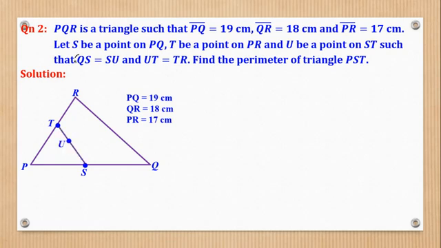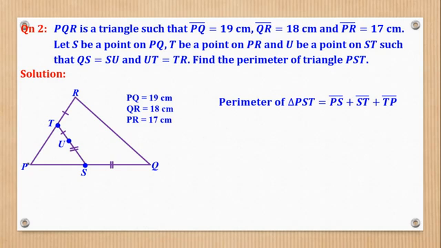But they said QS is equal to SU. So QS and SU are equal. Also UT is equal to TR. Find the perimeter of triangle PST. Okay.